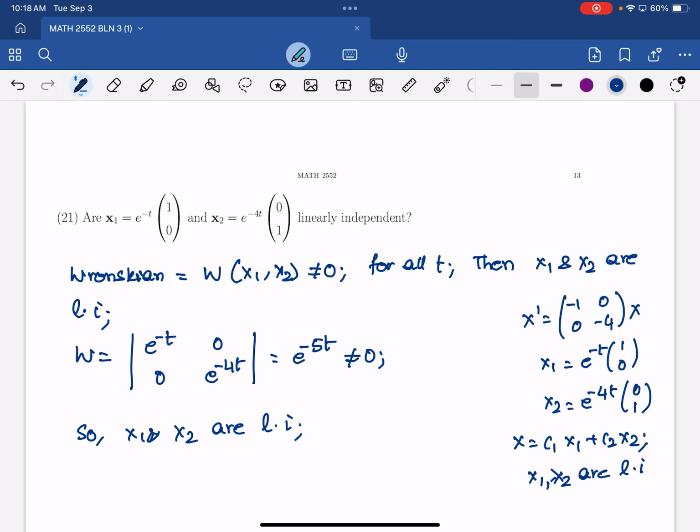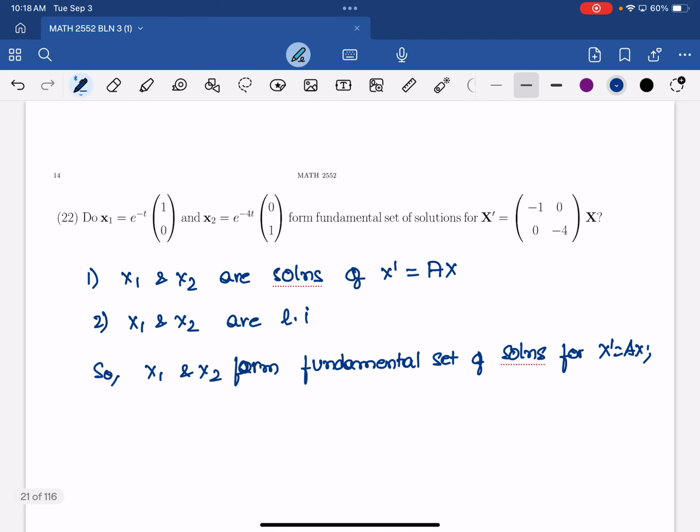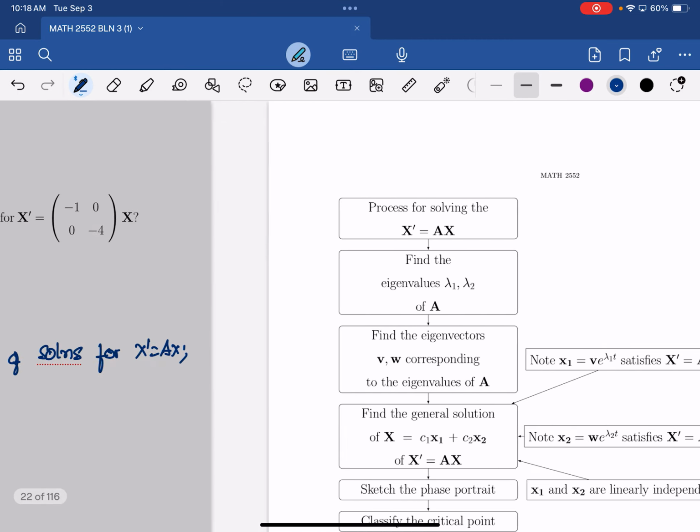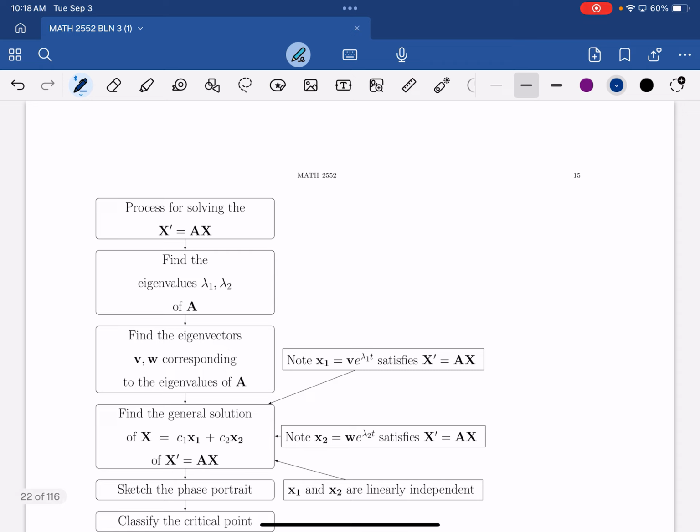Okay? All good? So now that we solved an easier problem, what is the summary? We pretty much got the roadmap for solving a difficult problem. Find eigenvalues, find eigenvectors, write the general solution, sketch the general solution, and go from there. Is that clear? That's the roadmap.